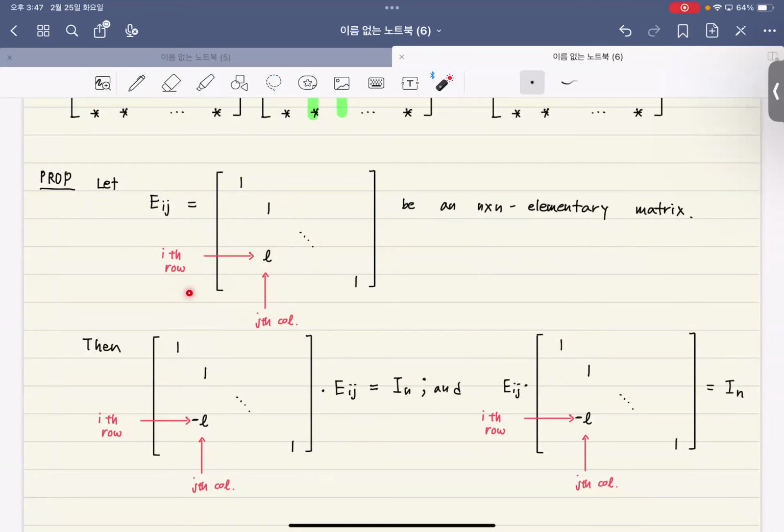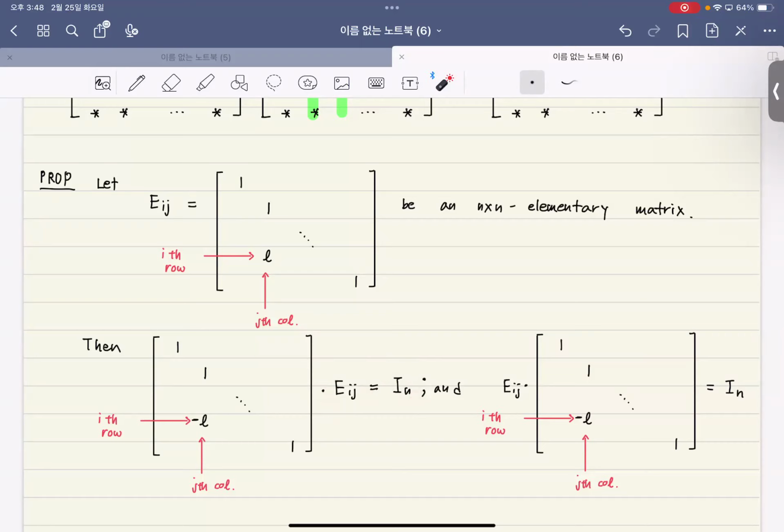Assume that I have this elementary matrix. So this is an n by n elementary matrix. For this elementary matrix, I have multiplied another elementary matrix to the left of it. And I am claiming that the answer is the identity matrix.